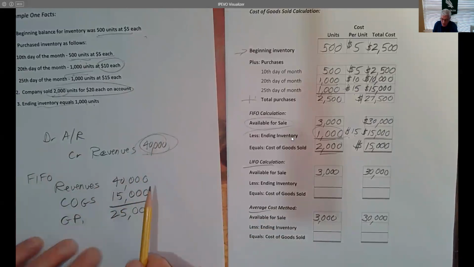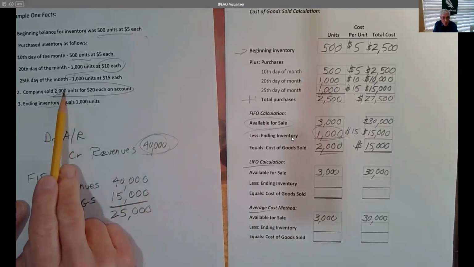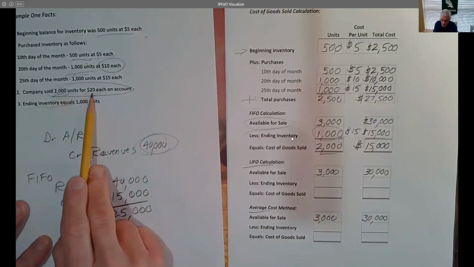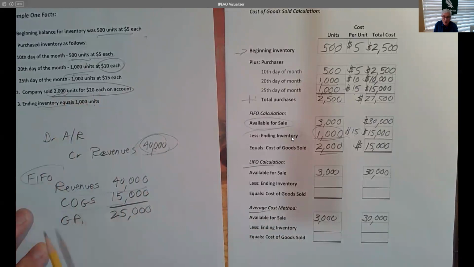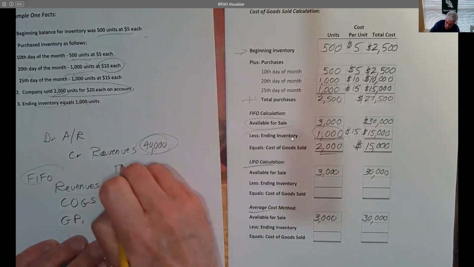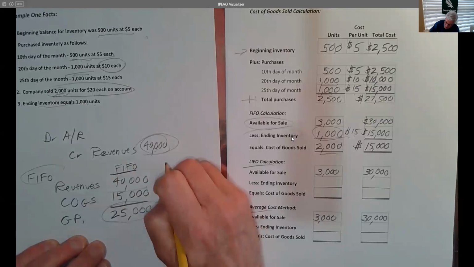Revenues were 40,000. Where did I get that? The company sold 2,000 units times $20 each. 2,000 times 20, revenues were 40,000. So under FIFO, revenues of 40,000 minus cost of goods sold of 15,000, gross profit was 25,000. And this is under FIFO. Let's put this up here because we'll come over and do LIFO next.